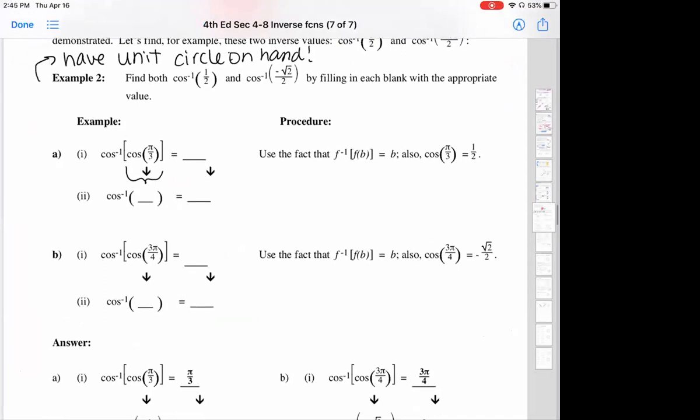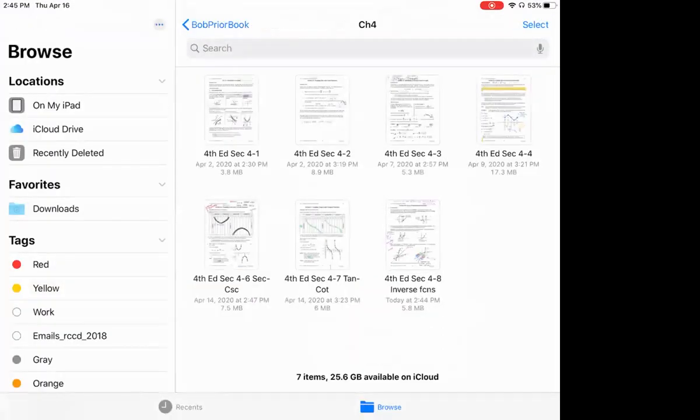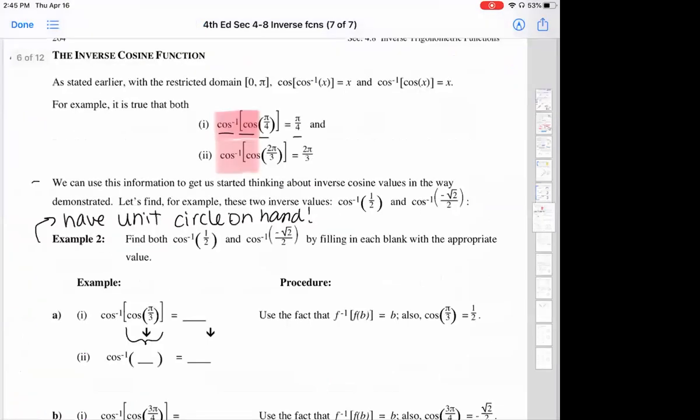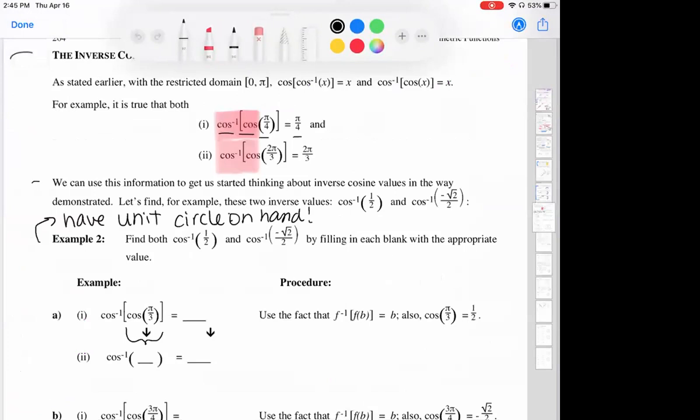Cosine of pi over 3, we get 1/2. And here, these inverses are going to cancel each other so that we're just left with pi over 3, right? So if you take your argument, cosine inverse of 1/2, what should our answer be? Well, it's guiding you to just drop it down. So our answer is pi over 3.